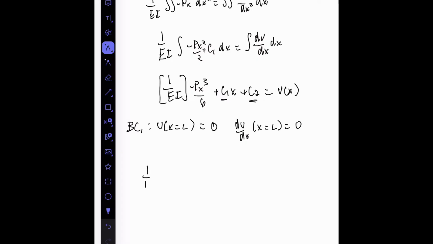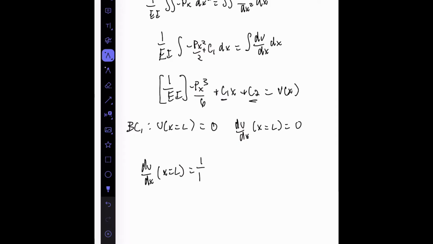So we have that dv over dx at x equals L is going to be equal to 1 over EI of negative PL squared over 2 plus C1, and this is going to mean that C1 is just going to be equal to PL squared over 2.